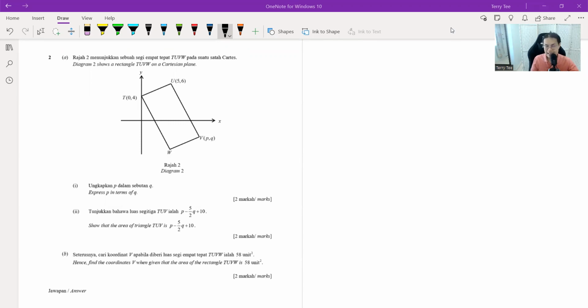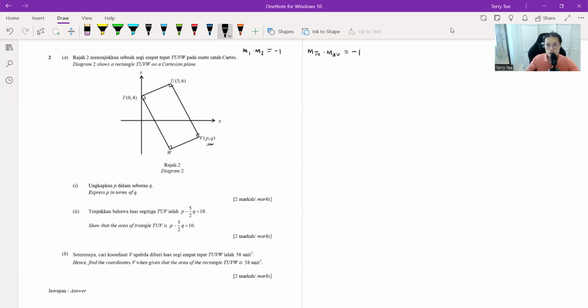Now, it says it's a rectangle. Rectangle means all four sides must be 90 degrees, right? So the first thing that should come to your mind when you see 90 degrees is that for these two sides, the gradients multiplied together must be -1. Whenever two lines are perpendicular, the gradients multiplied together equal -1. So we're supposed to express B in terms of Q, so I have to use this information, my coordinate point V. I think we can use gradient UT, or you can say TU, multiplied with gradient UV. The result must be -1.